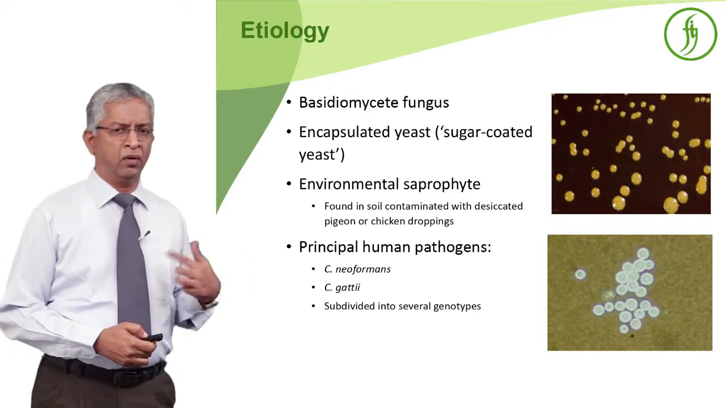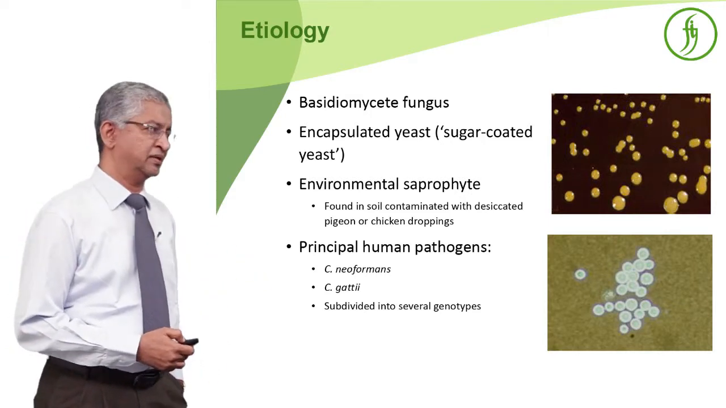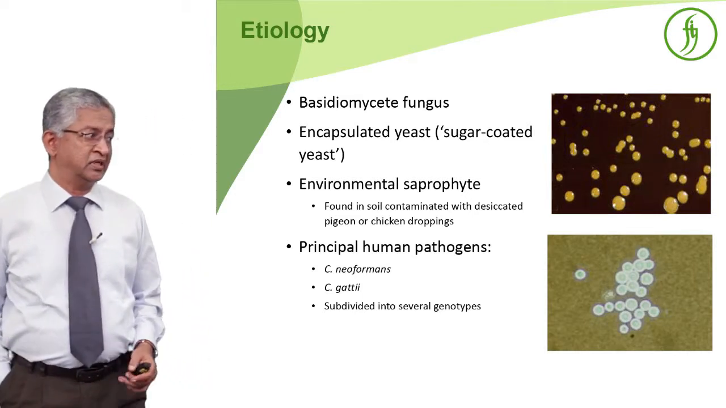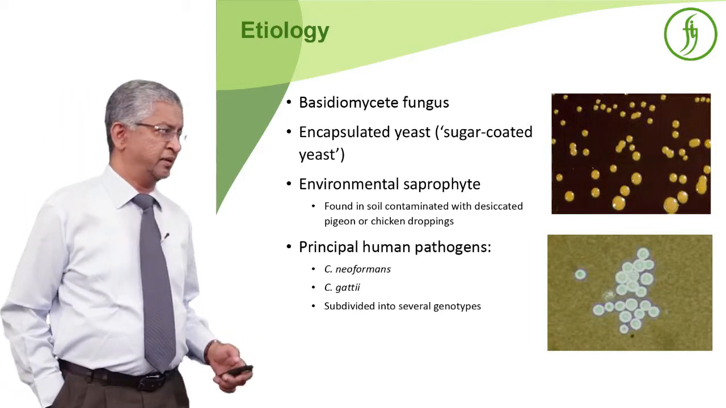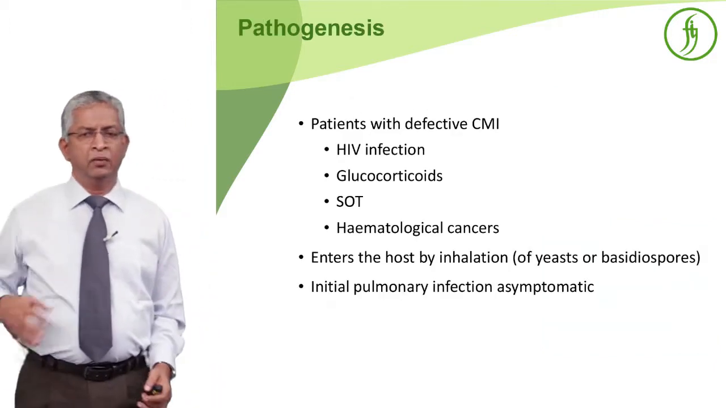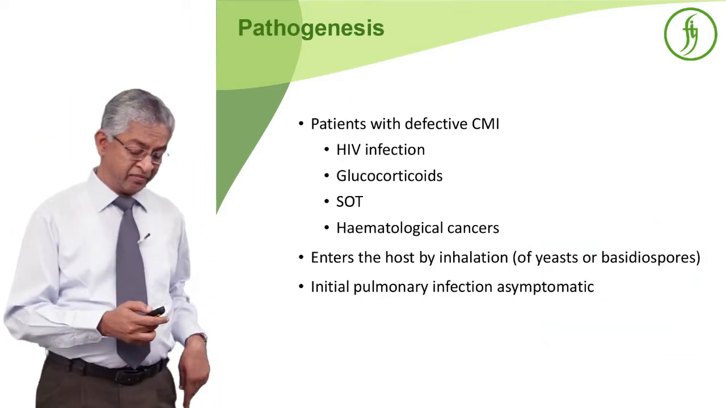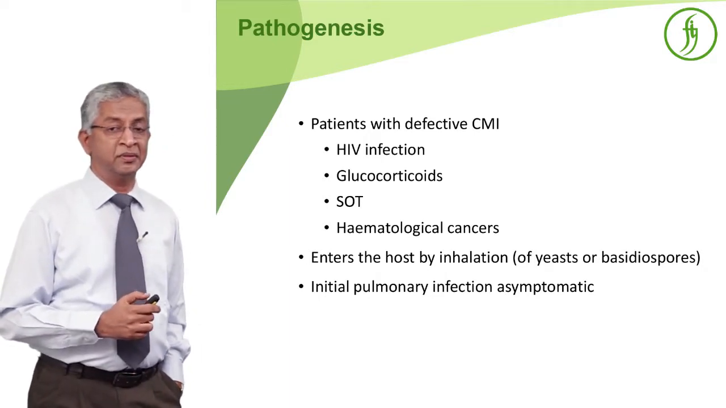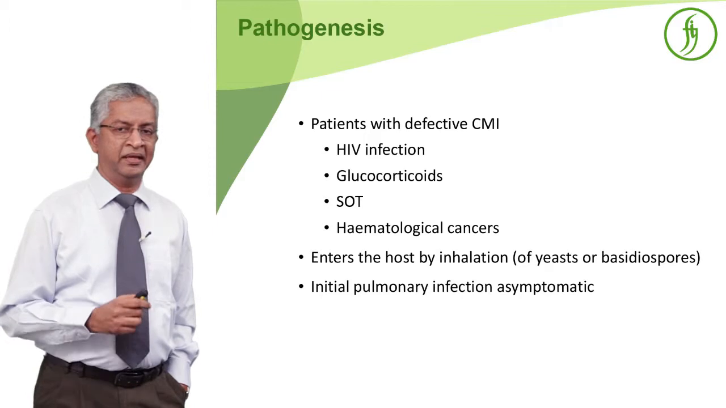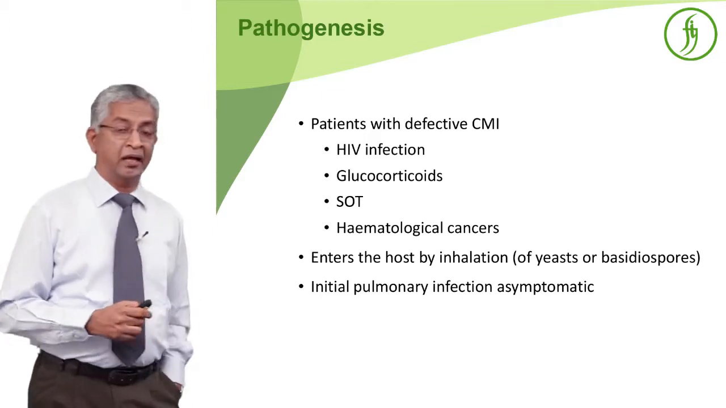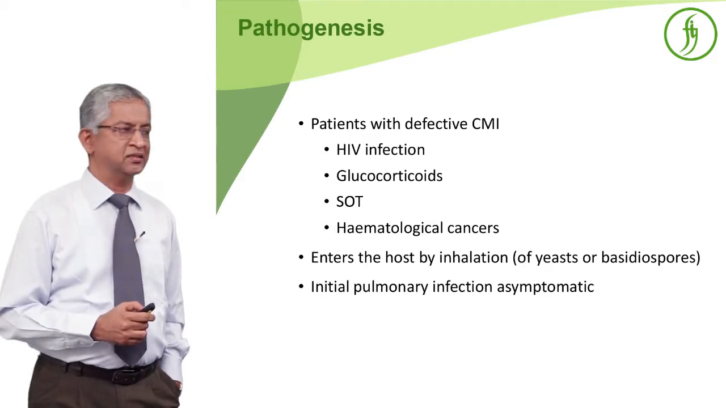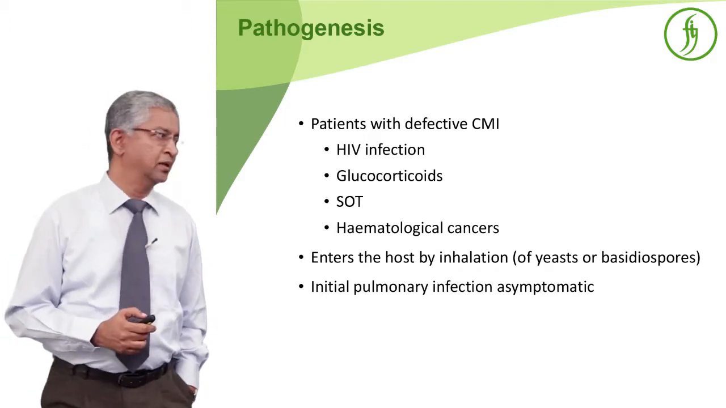Only two among all the species are human pathogens, and they are Cryptococcus neoformans and Cryptococcus gattii, which are subdivided into several genotypes. How does this environmental saprophyte become a pathogen? This primarily causes disease in patients with defective cell-mediated immune responses. And globally, the most important risk factor for cryptococcal meningitis is patients with HIV infection.